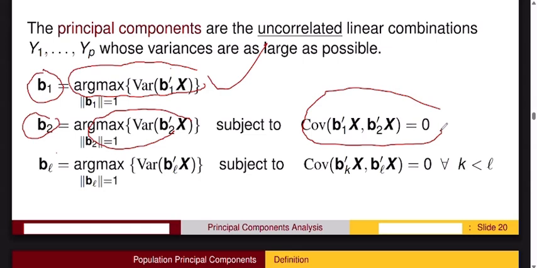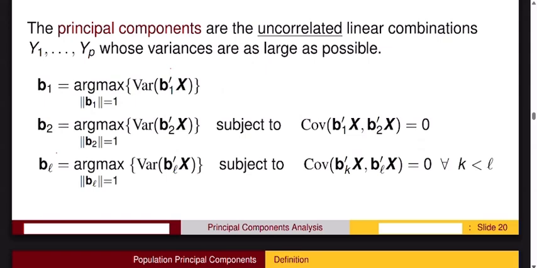Because here we want to get principal components that are uncorrelated linear combinations whose variances are as large as possible, and that actually continues. The maximum variance is what we're seeking.